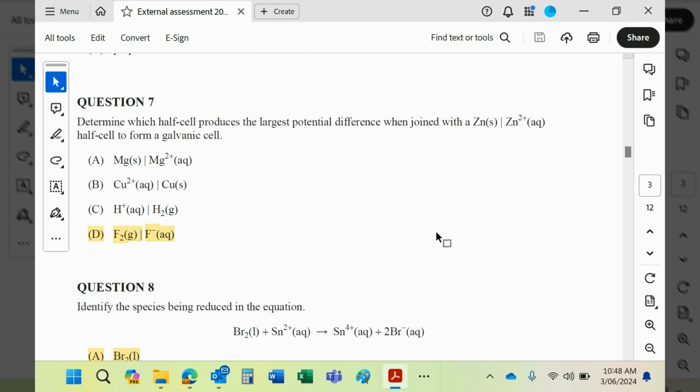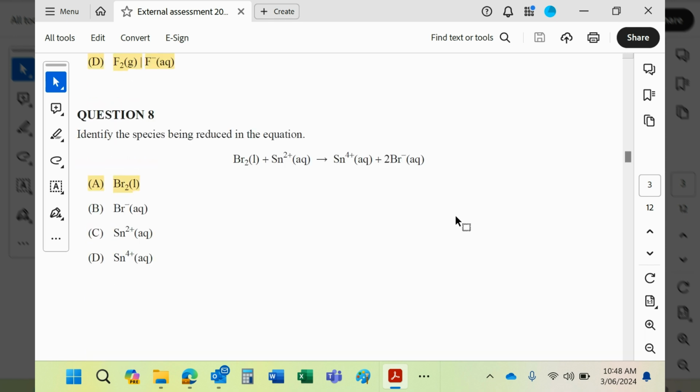Which half cell produces the largest potential difference when joined with a zinc half cell to form a galvanic cell? You will need your data book for this one. You may be able to guess it, because zinc is a fairly reactive metal, so it's in the top half of the table, whereas fluorine is right at the very bottom. So that's going to be the biggest difference in their electropotentials and therefore the biggest voltage. Offhand, zinc I know is negative 0.76. Fluorine-fluoride is probably just under 3 volts, I would think. It's positive, so when you put them together, you're going to get an overall voltage of about 3.7 volts.